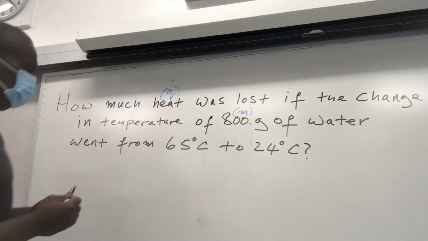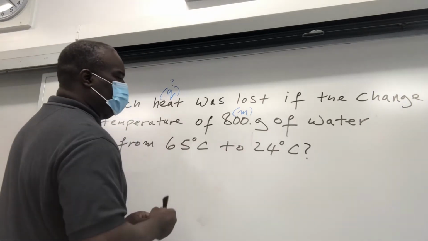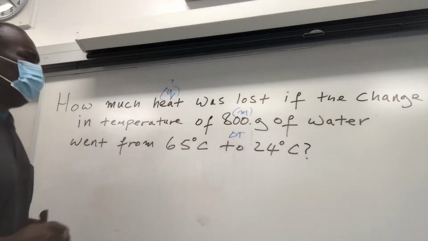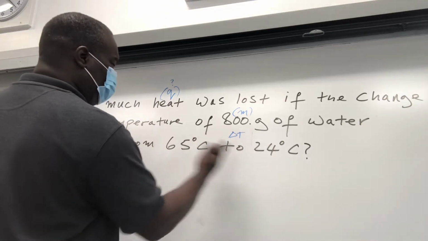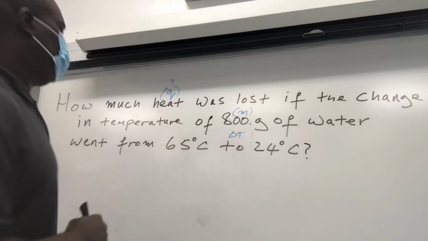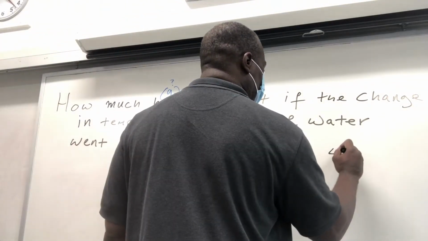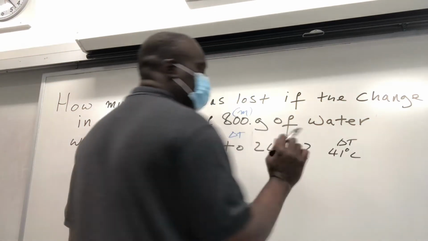Since we realize there's a temperature change, we're going to put a delta T there. That's going to be our delta T. And if I'm not mistaken, we got 24 and 65. The difference there should be 41. So 41 degrees C is our delta T. Make a note of that.